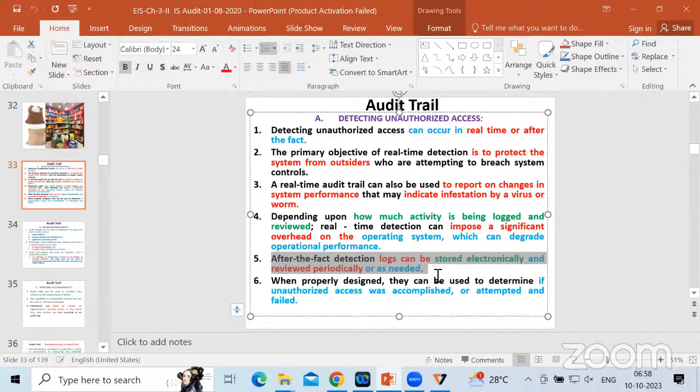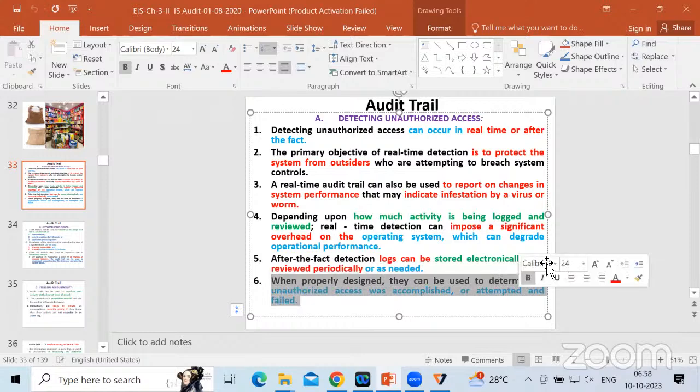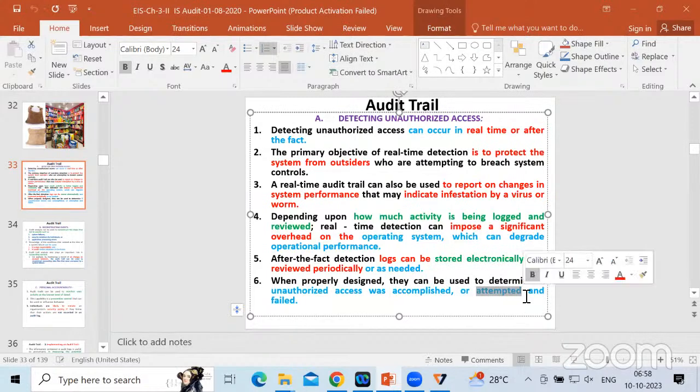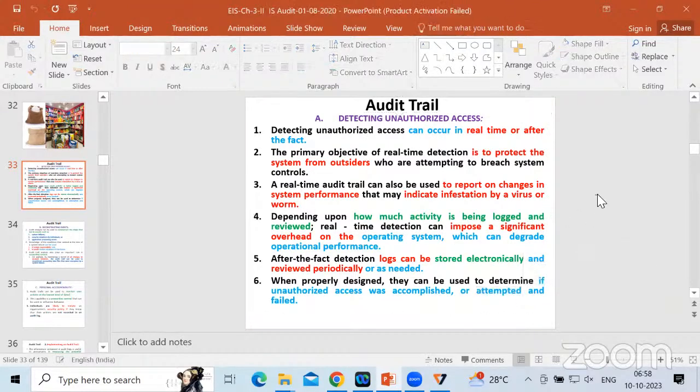Why in future also it can be used for reference purposes. When properly designed, they can be used to determine if unauthorized access was accomplished or attempted and failed. So what is accomplished? They were able to intrude into the system. That is accomplished. Attempted and failed. So they tried with different kinds of username, password, and other kinds of attempts, but they were not successful. That is considered to be an unsuccessful attempt, a failed attempt.